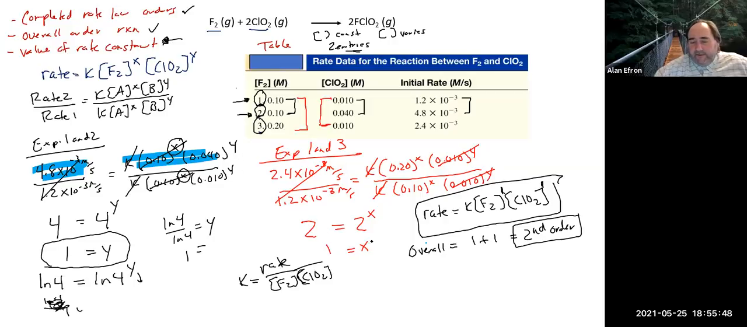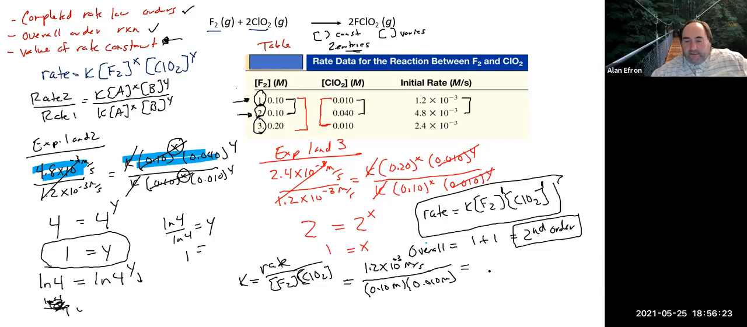I'm just going to choose entry number 1, and that means I'm just going to put those numbers in. Gives me 1.2 times 10 to the minus 3 molar seconds divided by the concentration of F2 in the first one, 0.1 molar, times the concentration of ClO2 in the first one, 0.01 molar. That gives me, when I divide it out, 1.2 times 10 to the minus 3 divided by 0.1 divided by 0.01 gives me a 1.2.